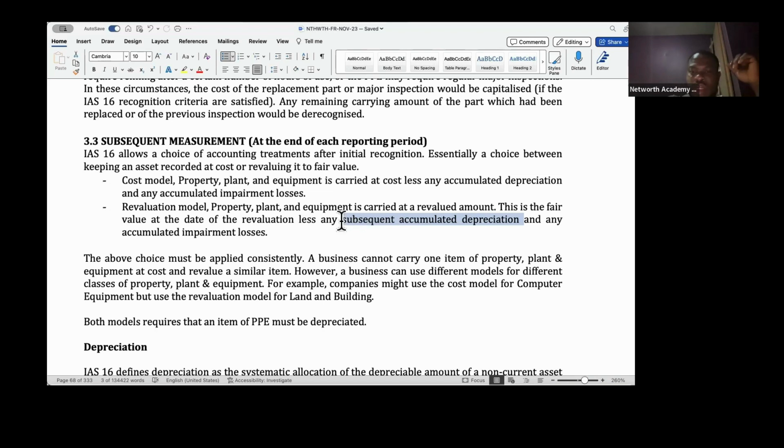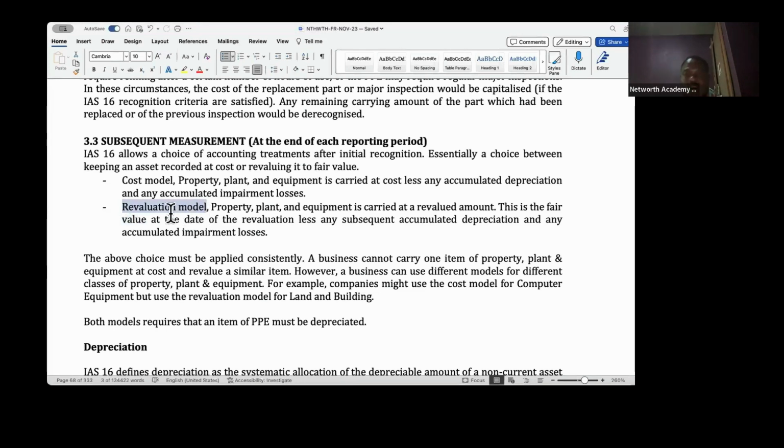So majorly, when I get to the evaluation, I'll get there today, you would learn why they put subsequent here. Again, I'm not teaching you impairment losses in this class today. That will be taught when we get to IAS 36. Another thing for this evaluation model is the fact that what we are using is fair value. I will explain that in detail when I get to evaluation.